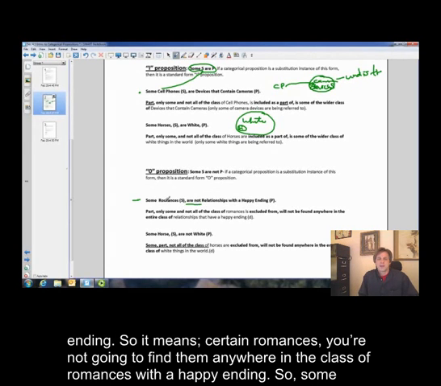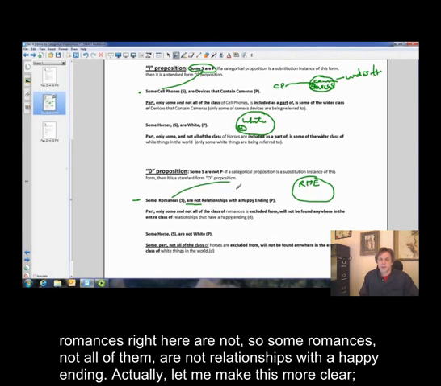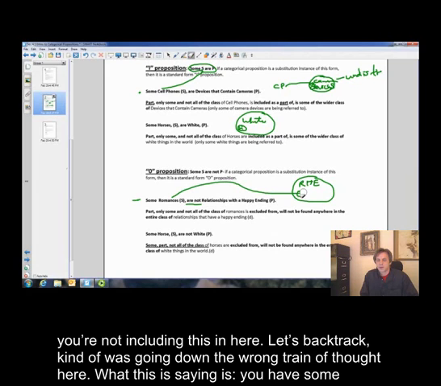So it means certain romances, you're not going to find them anywhere in the class of romances with a happy ending. So some romances, not all of them, are not relationships with a happy ending. Actually, let me make this more clear. Okay, let's erase that. So let's backtrack. I kind of was going down the wrong train of thought here.